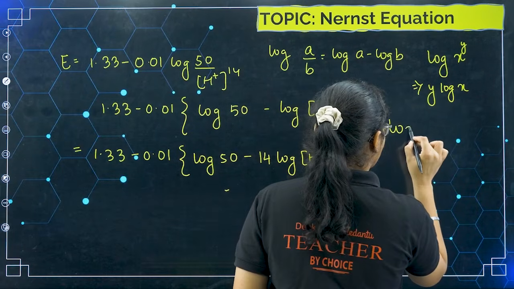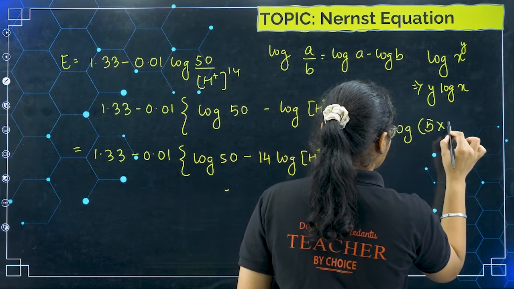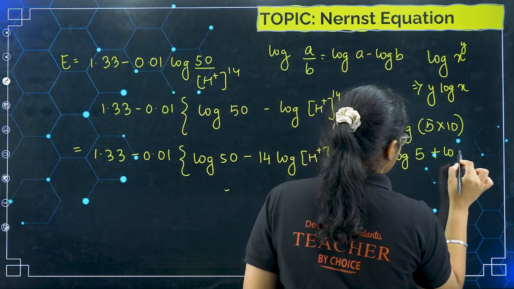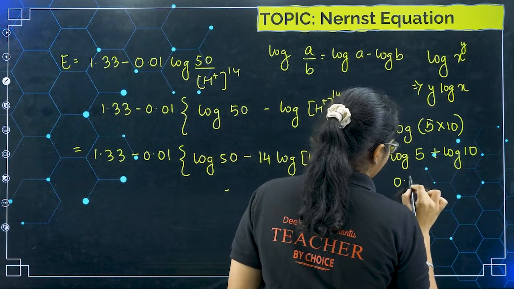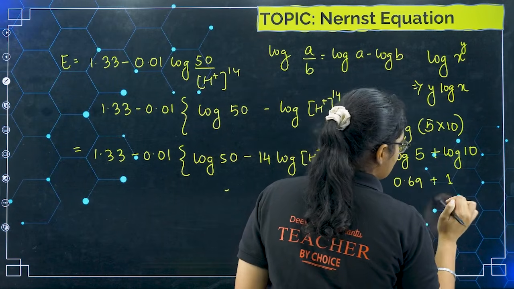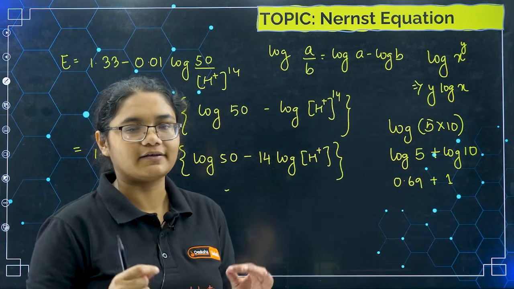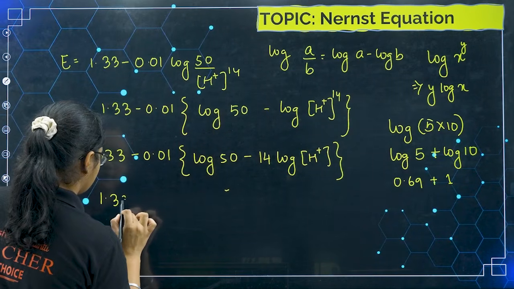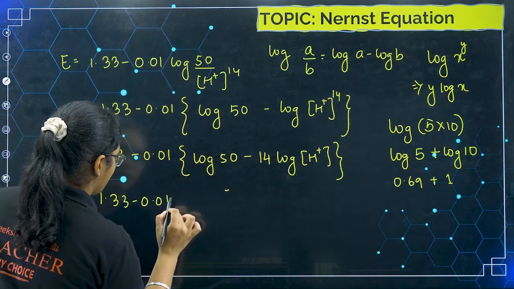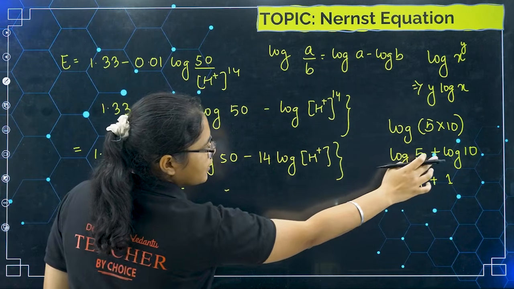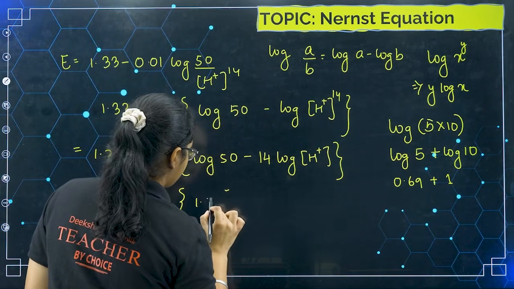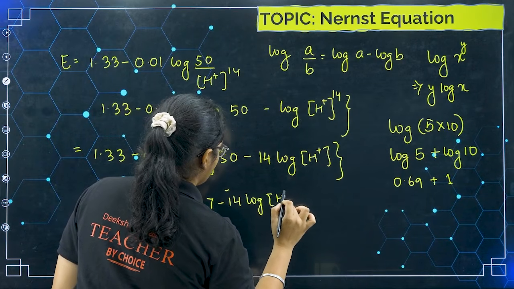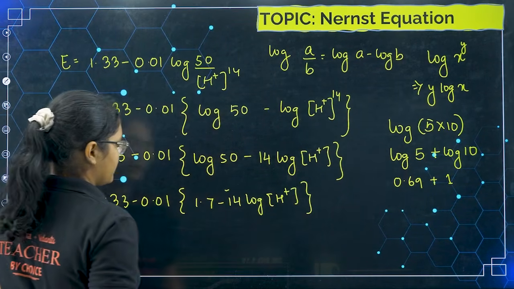Say log 50 I can write as log 5 into 10, right? Then I can write it as log 5 plus log 10. Log 5 is 0.69, log 10 is 1. So I'll get 1.69, which I can roughly write as 1.7. So here I have 1.33 minus 0.01 times, and this side it is 1.7 minus 14 log H plus.